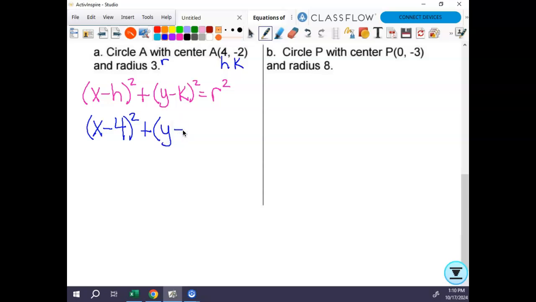And if I do y minus a -2, what does it really become? Plus 2, okay? Squared equals 3 squared, which is 9. And we're done. Okay? And that's it. The good news is you don't have to actually square these binomials. All right? And we just wrote that as the equation of the circle. So we got the information, we put it in, made the equation.